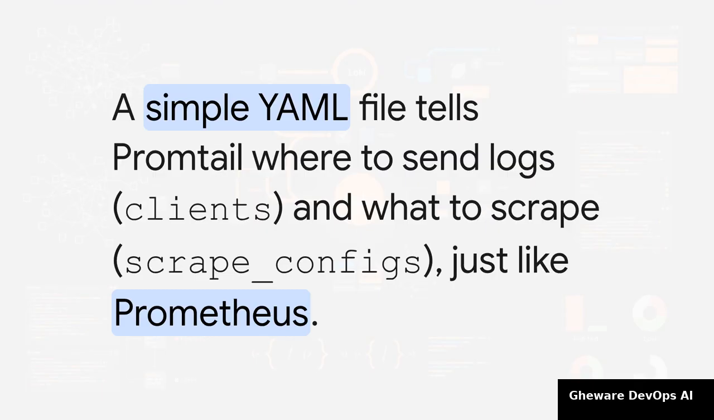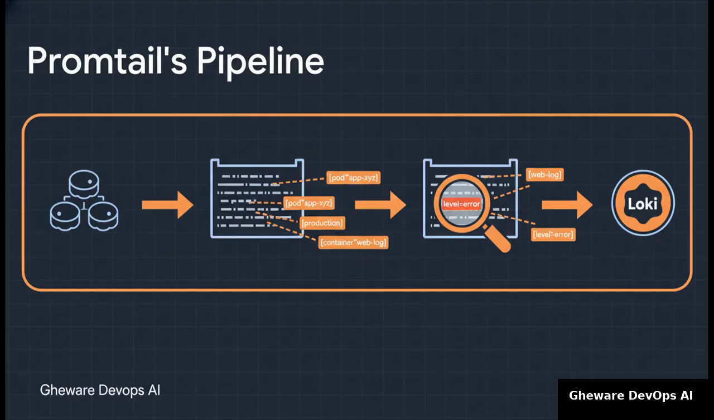You tell it where your Loki server is, and then you set up these scrape configs. In this example, we're just telling it to watch all the log files in /var/log and attach a simple label to them. It's really that easy to get started. For more advanced stuff, Promtail has this awesome processing pipeline. It can automatically find all your Kubernetes pods and grab labels right from their metadata. And then you can add more stages to, say, parse the log lines with a regex, pull out a severity level, and turn that into a label before the log even leaves the machine.